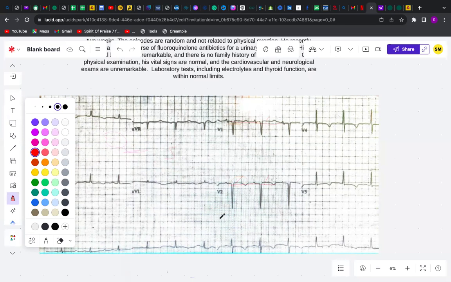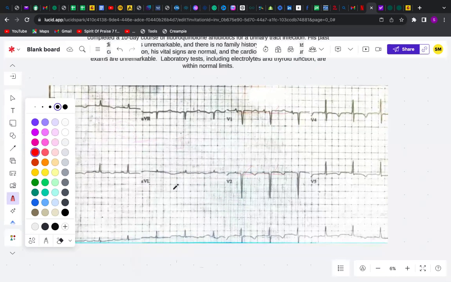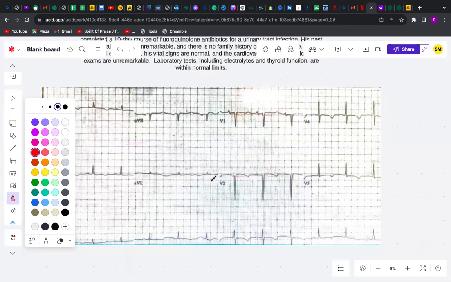What else do you see? What else can you find? We found the ST segment elevation, and it is a sinus rhythm. Then what else? I looked at it carefully and realized that the T waves are inverted. T wave inversions, right?